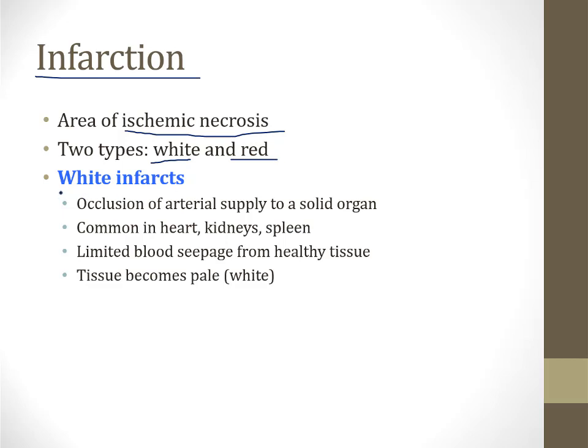White infarcts are the much more common type. These occur when the arterial supply to a solid organ is shut off. These are very common in the heart when patients have myocardial ischemia. You can also see them when patients have ischemic damage in the kidneys or the spleen. The reason these organs classically develop white infarcts is because there's a limited ability in these organs for blood to seep into the damaged area from healthy tissue. Therefore, when the blood supply is shut off to one area, no blood goes there and the area becomes white. And that's why when you look at gross pathology of white infarcts, you see a pale area within the tissue.